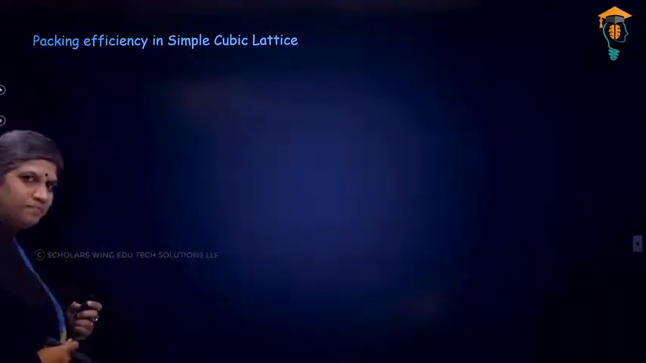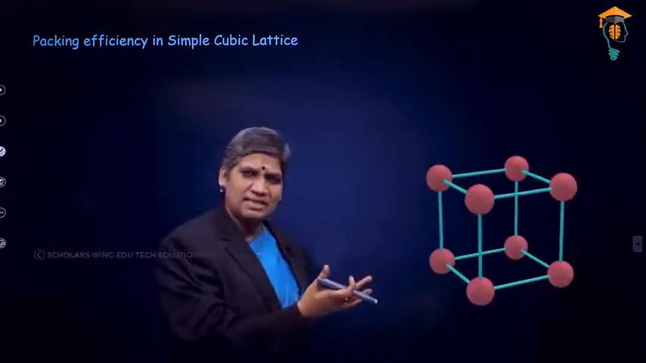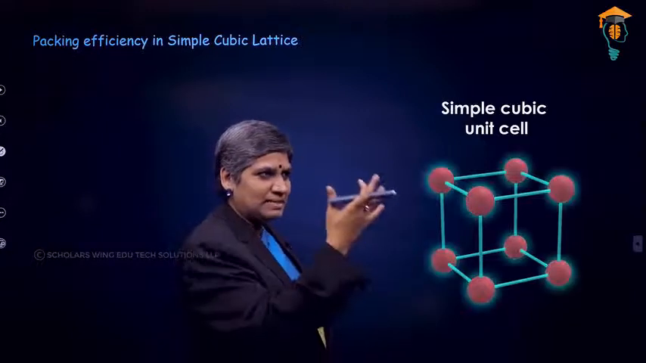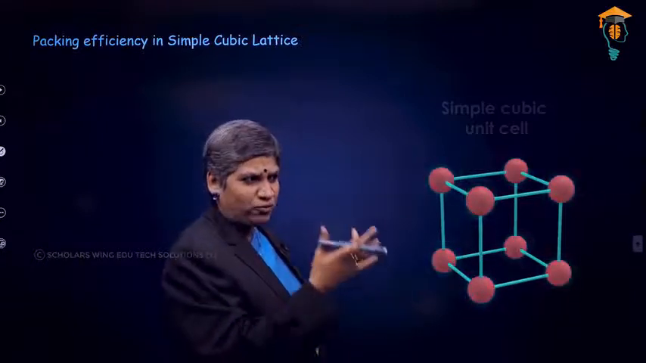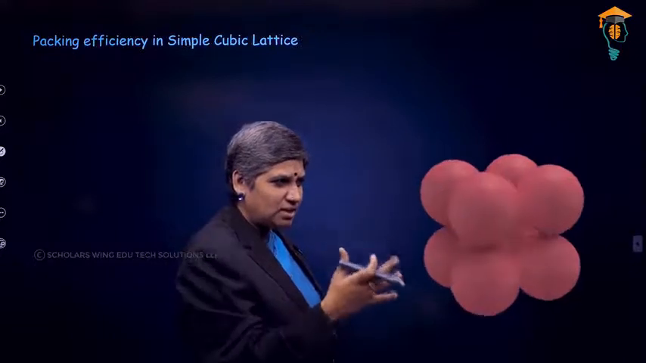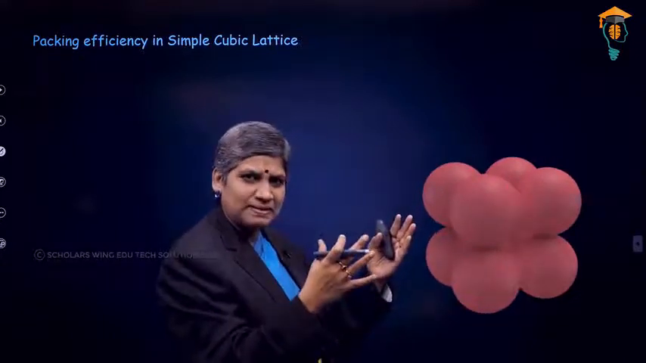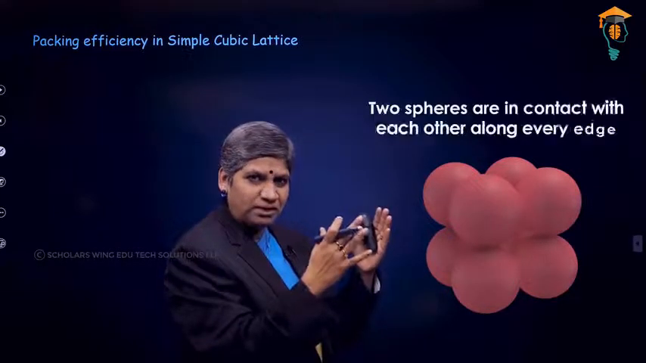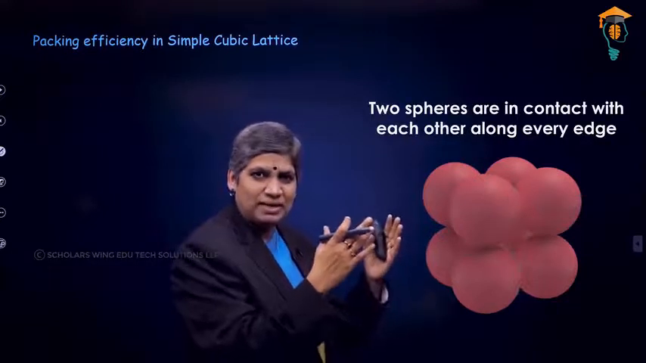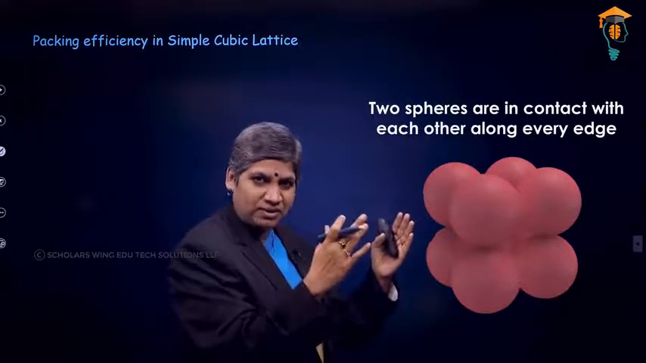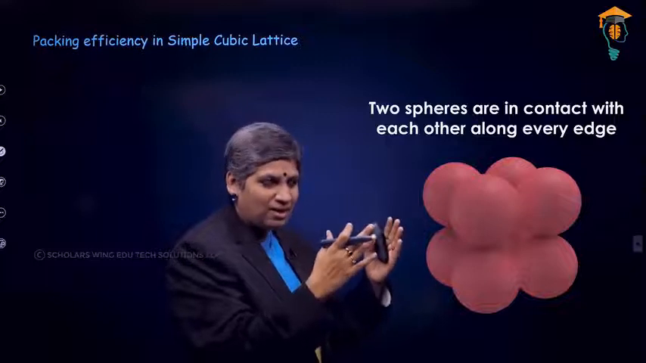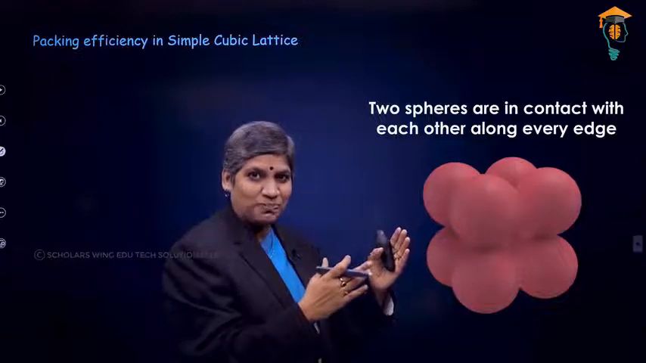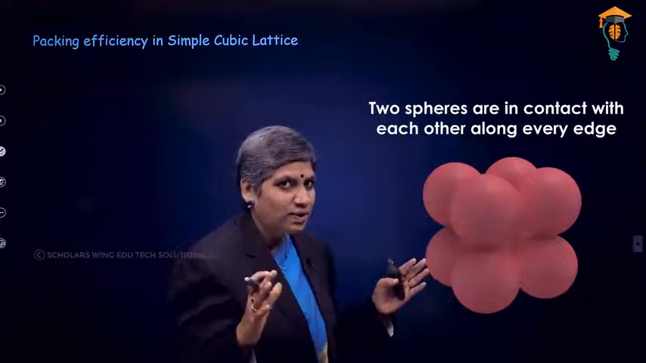simple cubic lattice. For that, take a look at this simple cubic unit cell. Can you see the spheres are present at the 8 corners? And if you carefully observe, these spheres are in fact touching each other, isn't it? Yes, along the edges, if you watch carefully, 2 spheres are in contact with each other. That means 2 neighboring spheres, which are closely packed, are in contact with each other along every edge. 2 along each edge. Are you there?